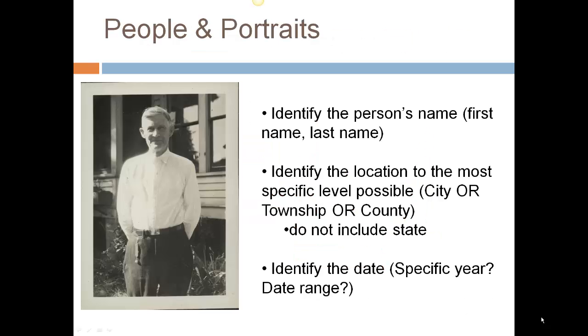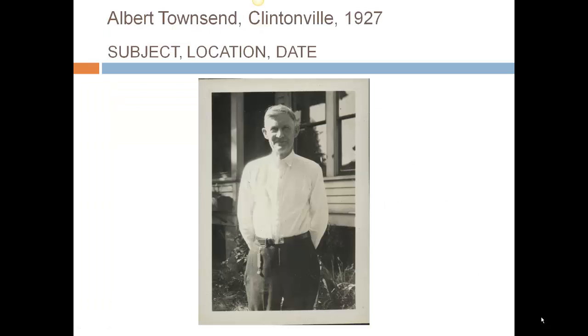So let's take a look at our first example. This one's pretty straightforward. It's a portrait of a single individual. And following our formula, we're going to identify the person's name, the location of the photo, and the date. So in this case, we know our subject is Albert Townsend, the location is Clintonville, and the date is 1927.